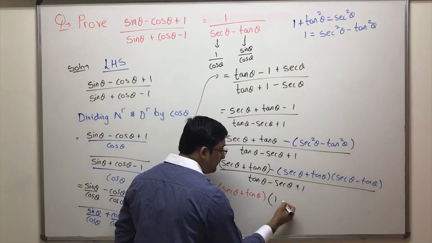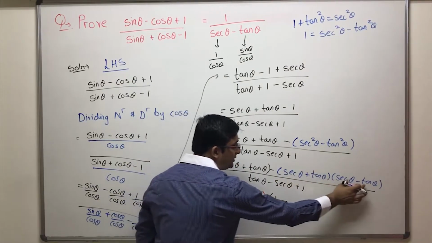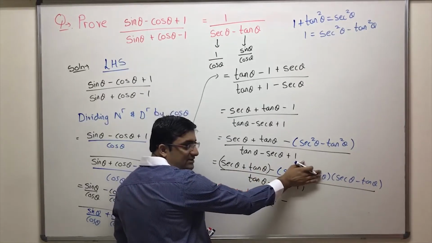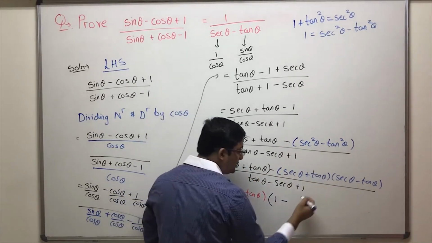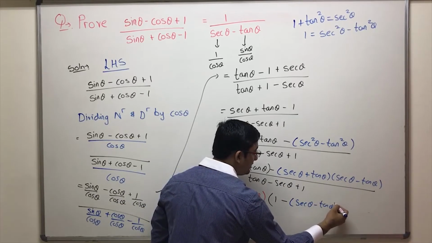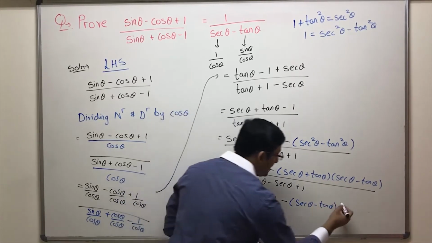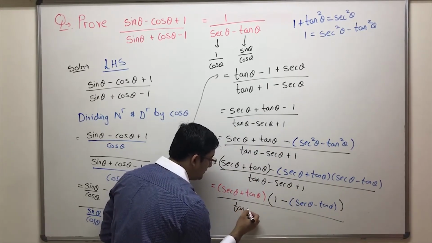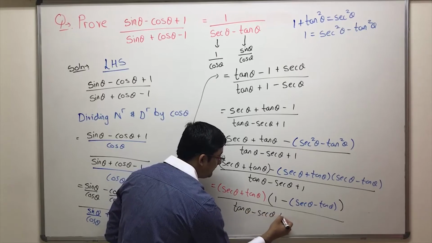So 1 minus, this thing is gone. So this thing remains. I repeat. See, sec theta plus tan theta is gone from this term. We took it common, so this thing remains. So in the bracket, sec theta minus tan theta. Is this clear? Bracket close, upon tan theta minus sec theta plus 1.